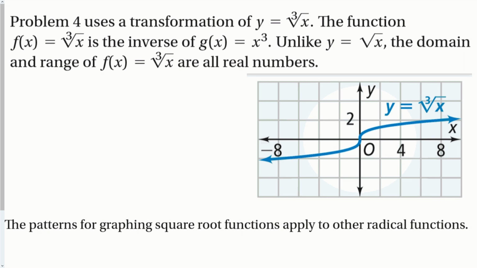Okay, so we looked at square roots. Let's look at the parent function for the cube root. Now, unlike this, the square root of -1 is undefined, but the cube root of -1 is -1. So the biggest difference between cube roots and square roots is that for cube roots, the domain is all real numbers, right? And the patterns for graphing square root functions also apply to these radical functions, right? All the shifts and all the things that we're going to do are the same.